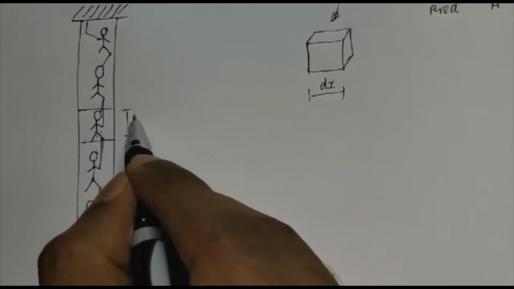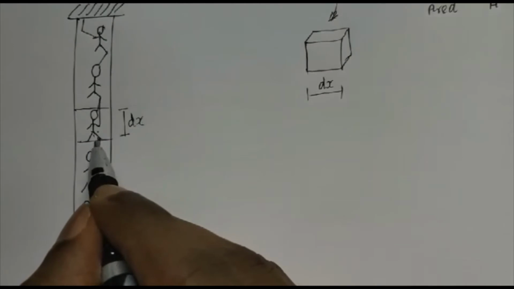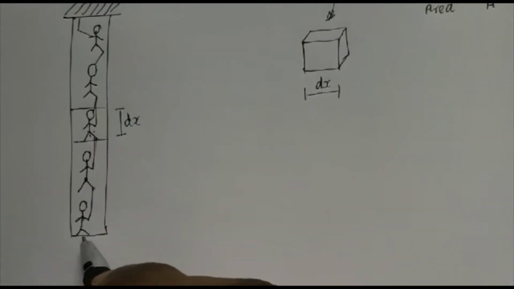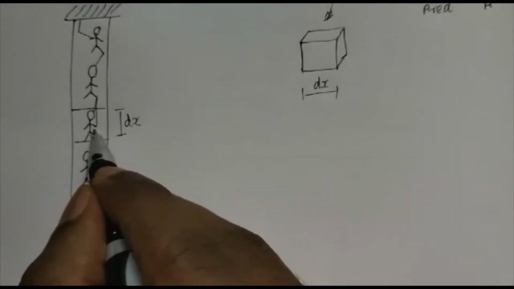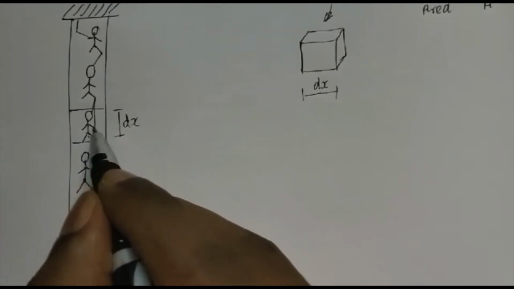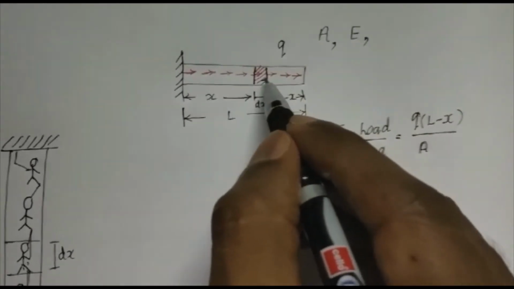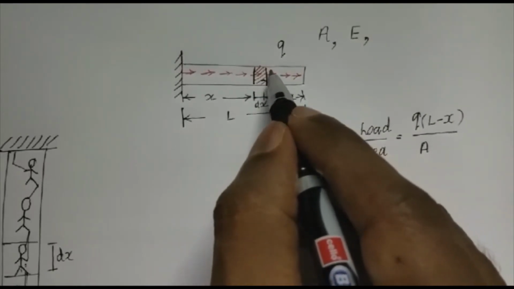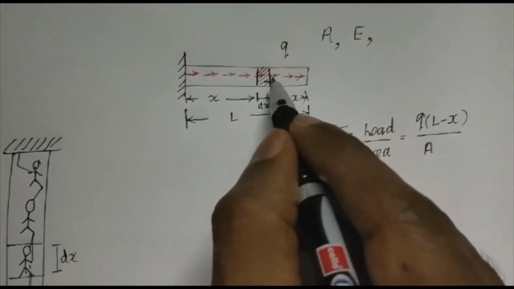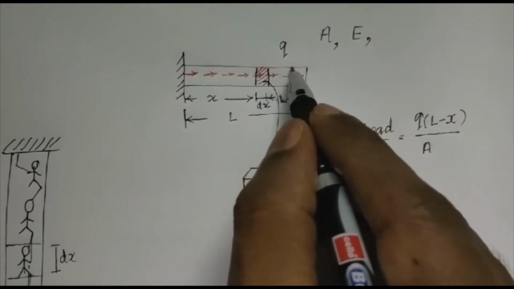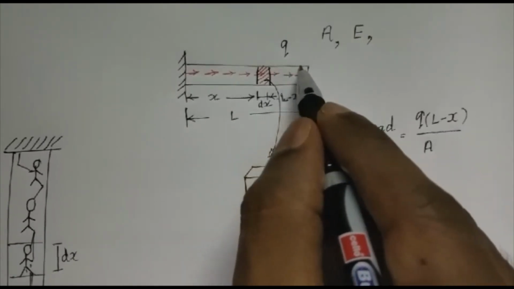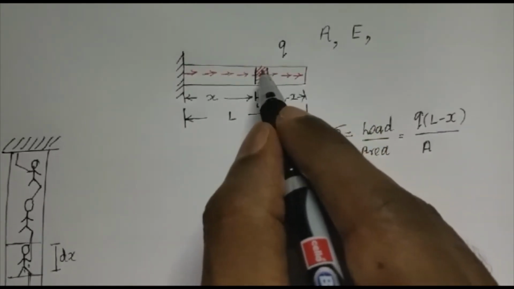If this is the small portion dx that we are considering, this small portion dx should experience the weight of all the persons beneath this particular guy. And therefore, this small portion here should experience the weight of all the load that is acting onto the right hand side of this small portion. And what is the load that is acting on the right hand side of this small portion?